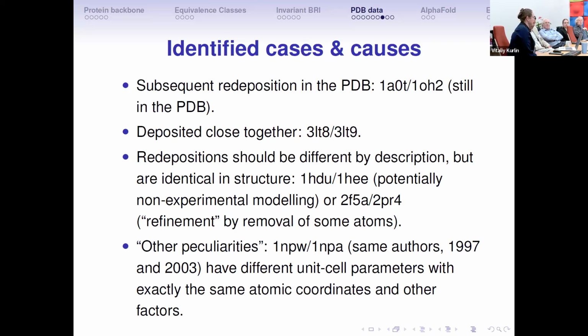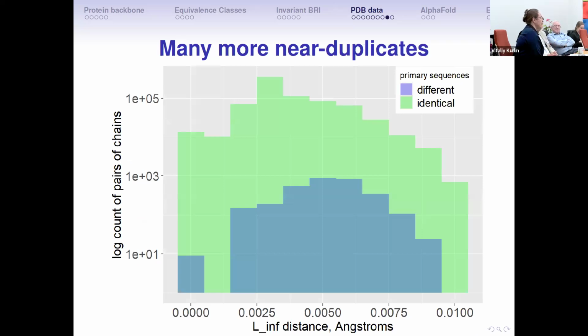Just one example there: different unit cell parameters, but totally the same atomic coordinates and other factors as well. Okay, so just one example. You see, just under 60 cases were considered by human experts, whilst our tools are capable of quickly locating and finding thousands of them. And so far we were considering just the total coincidences of the coordinates because there were so many of them, but actually there are many more near duplicates.